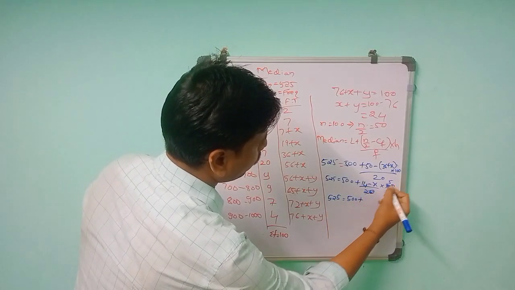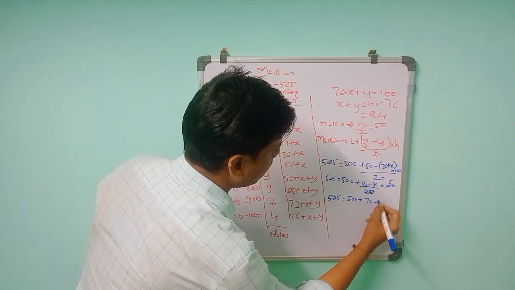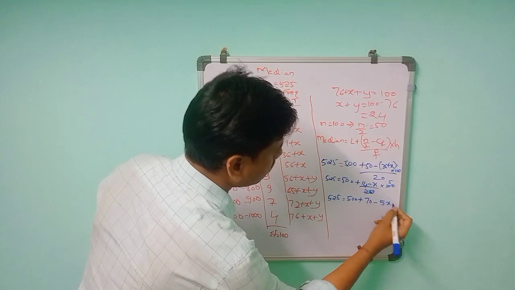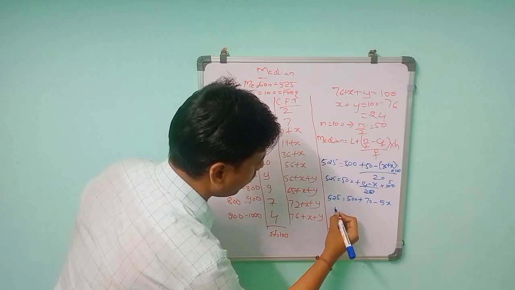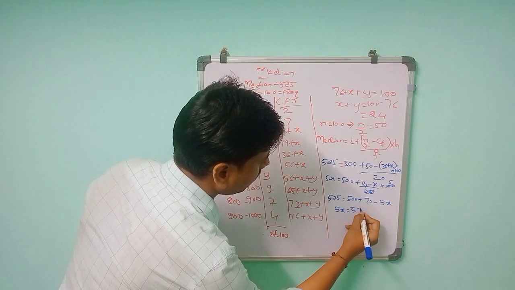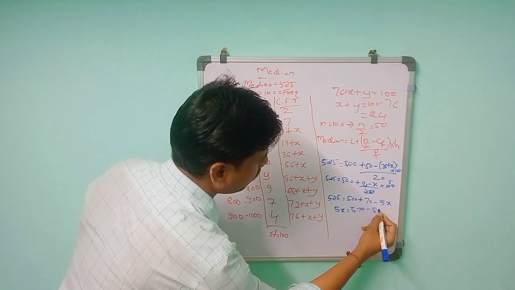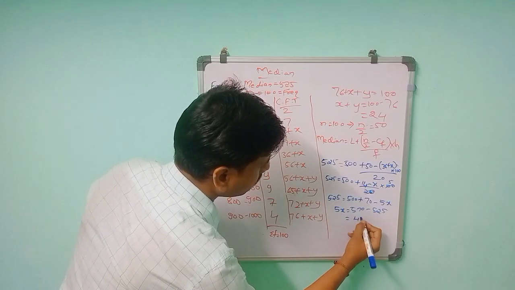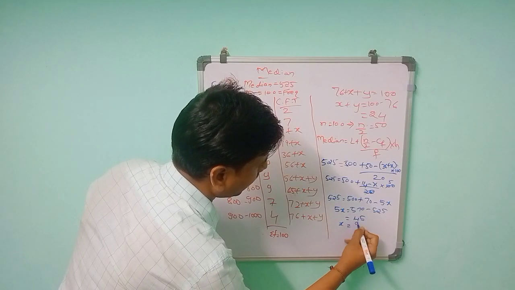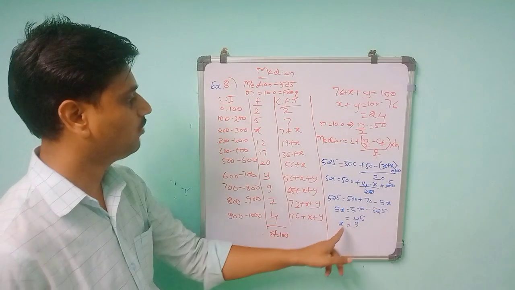Then 14 minus 14 into 5 is 70. 70 minus 5 into h is 5h. This will give you 570. So 5h is equal to 570, and on this side, 525. This will give you 45. So 5h is equal to 45, so h will be 9.